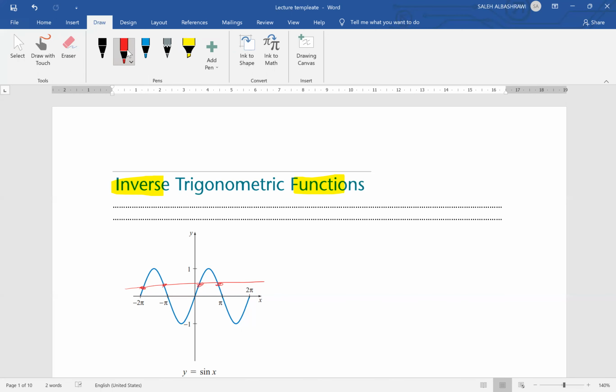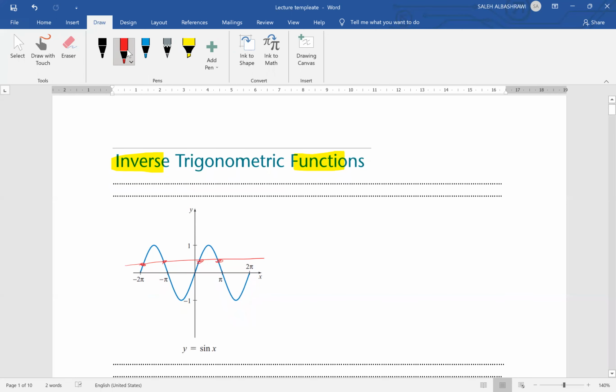So this graph is a graph of the function y equal to sine x. Now y equal to sine x is not a one-to-one function. For example, for y equal to 0, we have x equal to 0, x equal to π, x equal to 2π, or minus π, or minus 2π. All of these will give me y equal to 0. So it is not a one-to-one function.